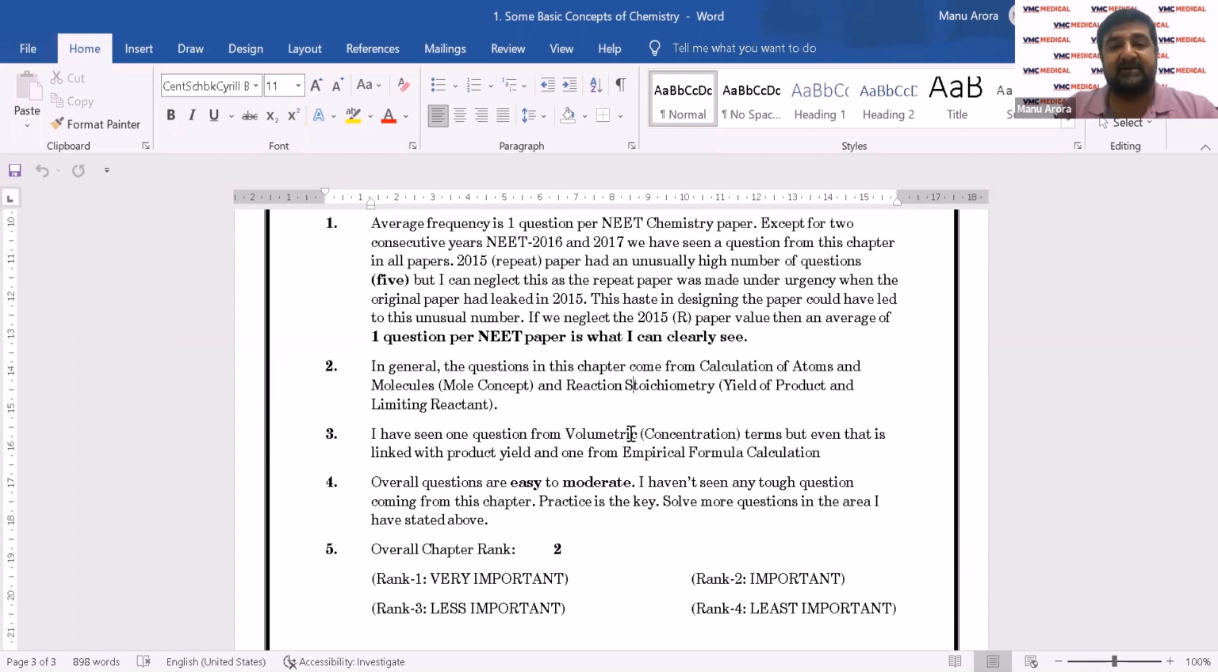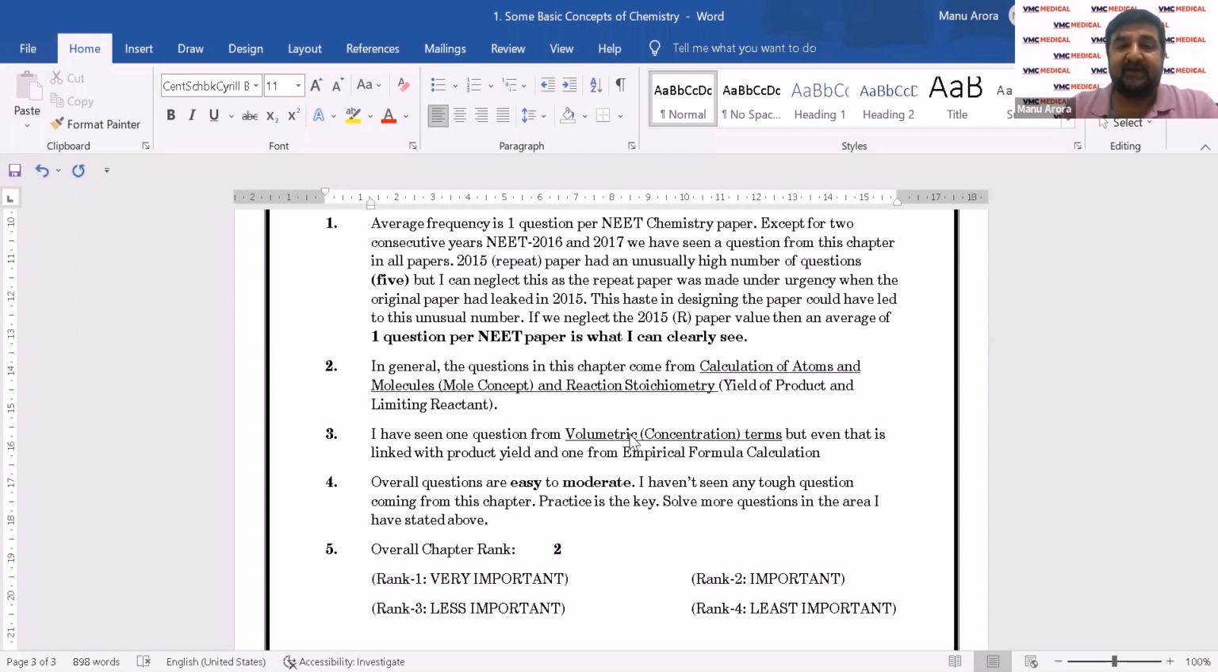So if you take this chapter in sum total, I will go with particularly 4 strong areas, right? Calculation of atoms and molecules, reaction stoichiometry, do some concentration terms, right? And empirical formula is not something which you'll particularly or typically have to do because that's something which you've learned from much younger classes. Overall questions are easy to moderate, right? We haven't seen any very difficult question coming from this chapter, not seen any tough question coming out. Practice is the key to doing well in this chapter. Solve more questions in the areas that I have stated above, right?